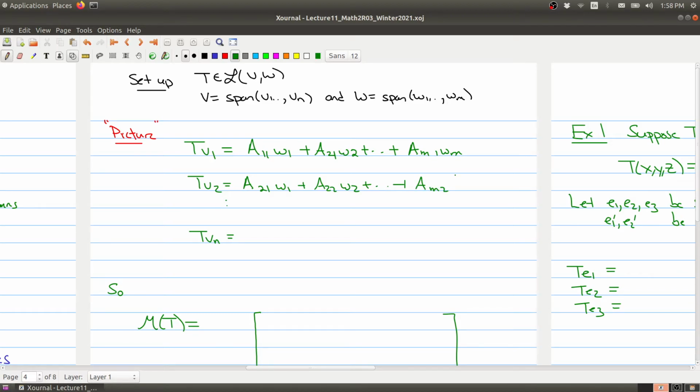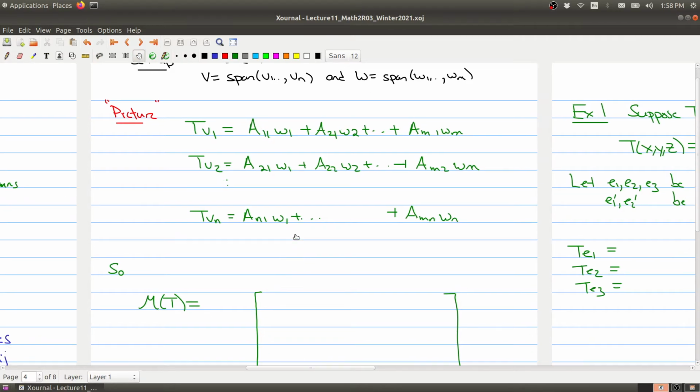Sorry, I did that wrong. I got my indexes mixed up. See, M1, oh no, that's right, WM, and I go all the way down, so I get A_N1 W1 up to A_MN W_N. Okay, so what am I going to do with this information?